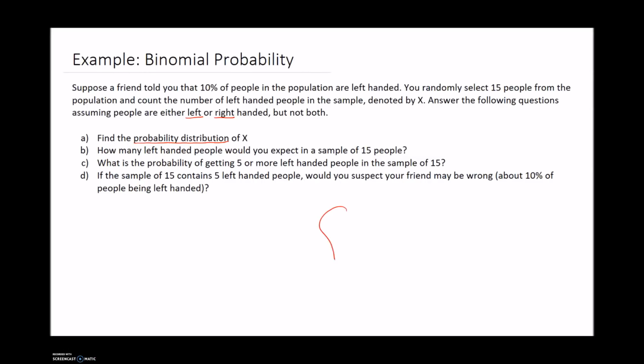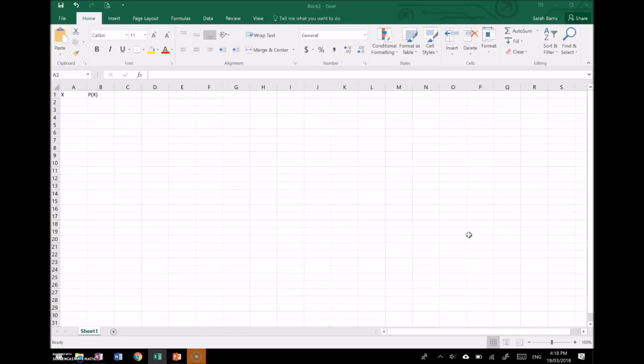So in our situation, we've got a population here. And then from the population, what we're doing is picking out a sample of just 15 people. And within that sample of 15, we're counting up how many people are left-handed, which is X. So the different outcomes that we can have here is we could have 0 people from our sample who are left-handed, we could have 1 person who's left-handed, 2 people, and so on, all the way up to 15.